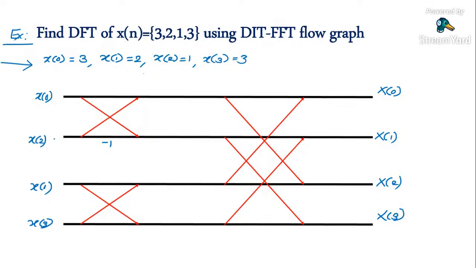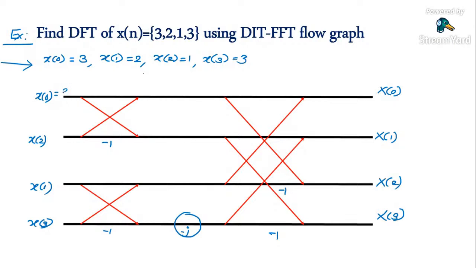This -1 means whatever quantity is coming from that line will be multiplied by -1. This is multiplied by -1. Here it is -1. Here it is -1. And in between it is multiplied by -j. Okay. Now write down the numbers.